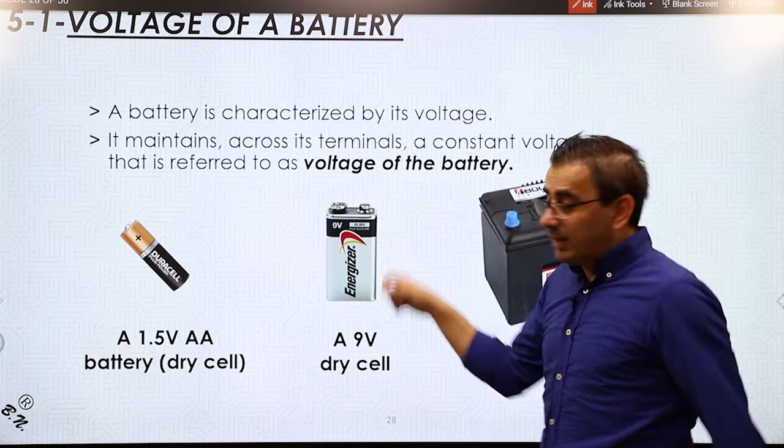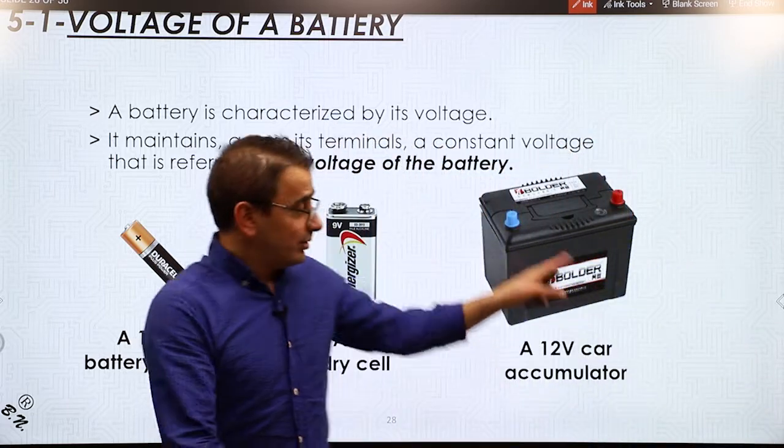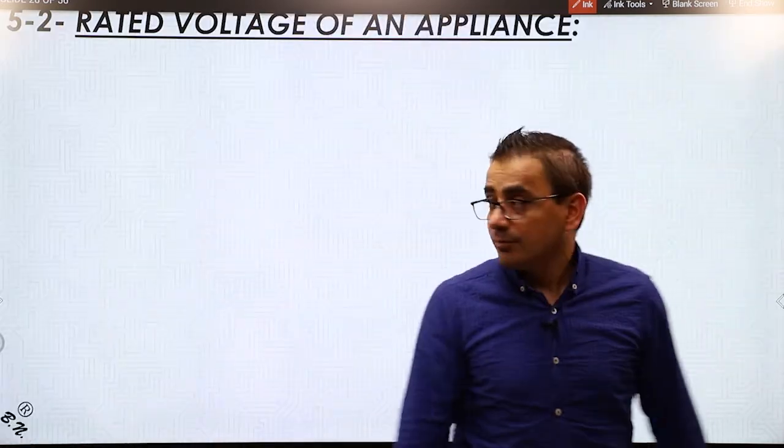We have a 9 volt battery. You all are familiar with this battery, right? We have the accumulator. This is a car battery delivering 12 volts. It's always constant.